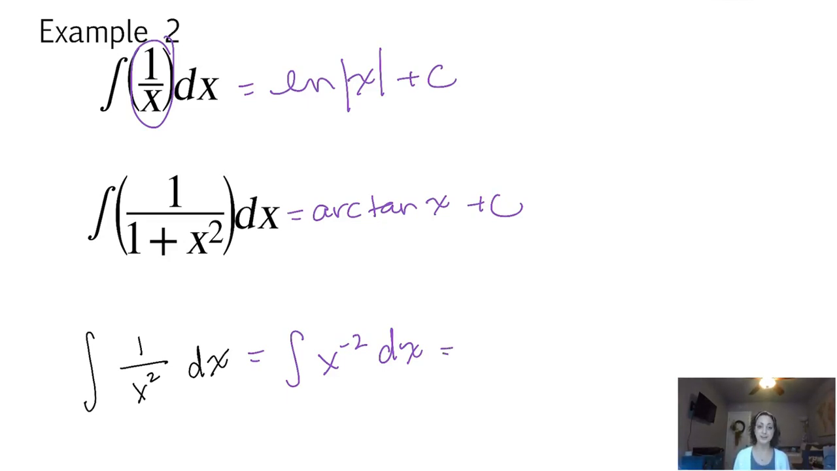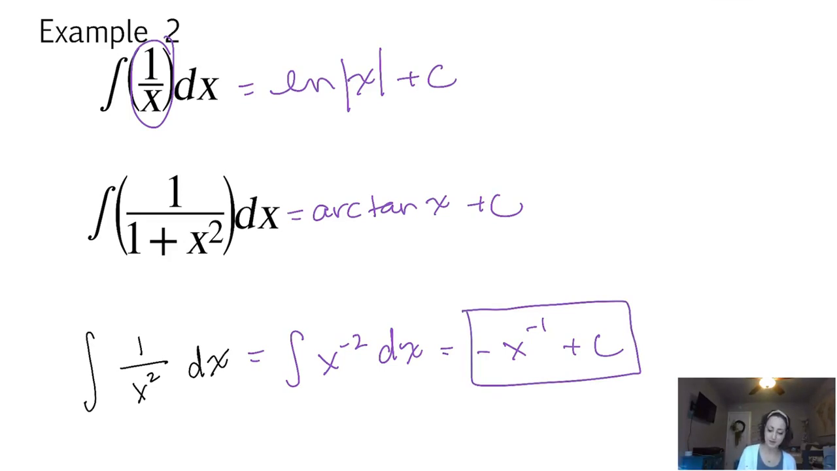Okay, but now we can go ahead and use our anti-power rule, right? So bump the power up by 1. Where would that be? That would be at -1. And then divide by -1, which is just going to give me a -1 coefficient, right? And what am I missing? My plus c, okay? Again, we can always check by deriving what we got.